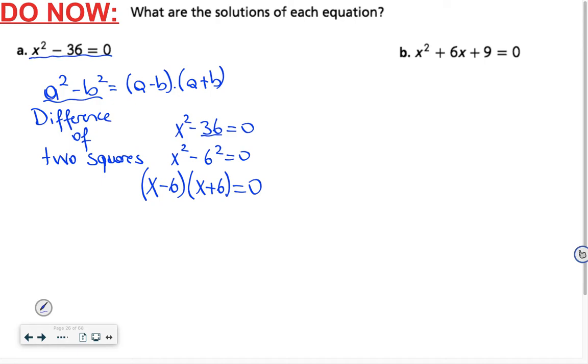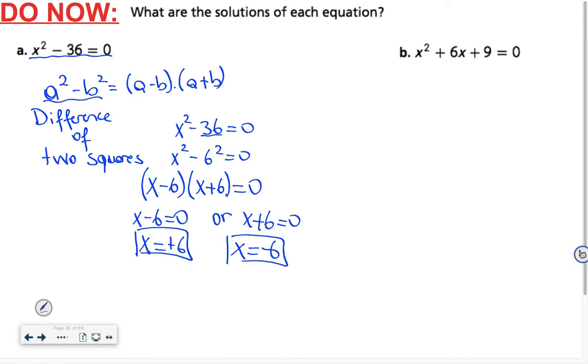If you multiply two factors and the product is equal to 0, it means at least one of them must be equal to 0. x minus 6 is equal to 0, or x plus 6 is equal to 0. From here x could be positive 6 or x could be negative 6, and these are the solutions of x squared minus 36. On the other hand, you can also say that these are the zeros of the function.